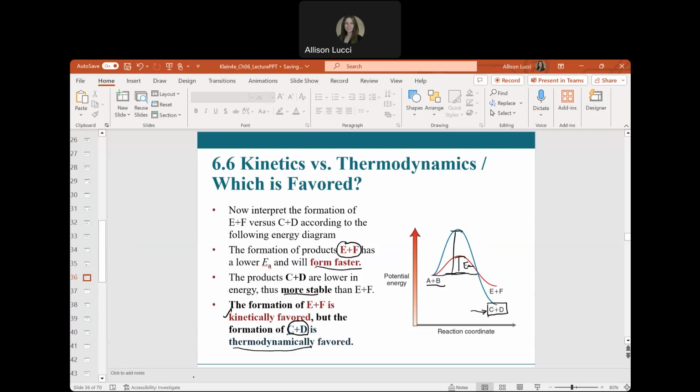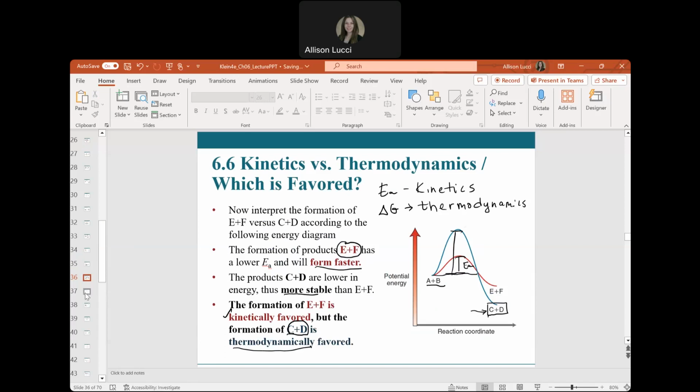So again, it's not always the same products that would be kinetically favored versus thermodynamically favored. And you have to compare, again, the activation energy for your kinetics analysis, and then the overall potential energy or the change in Gibbs free energy for your thermodynamic analysis.